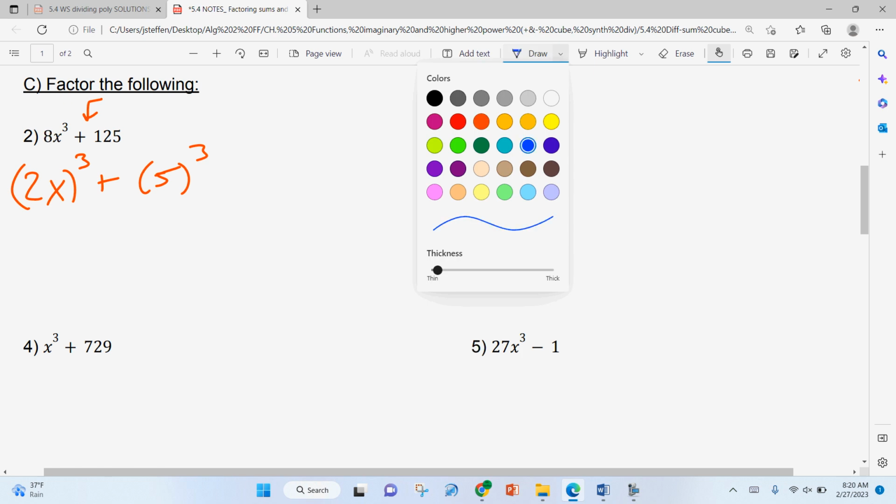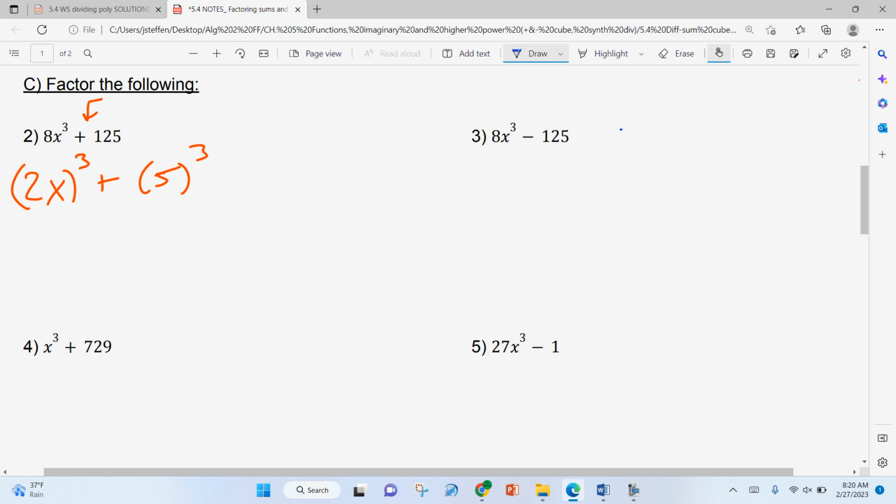This next step, it's up to you, but I think it's helpful if you're using the formula to say, okay, so my A is 2x. My B is 5. I think it's helpful to have them pulled out. Again, you don't have to do it that way. Now, I'm going to show you using the formula first because I think that's the easiest way.